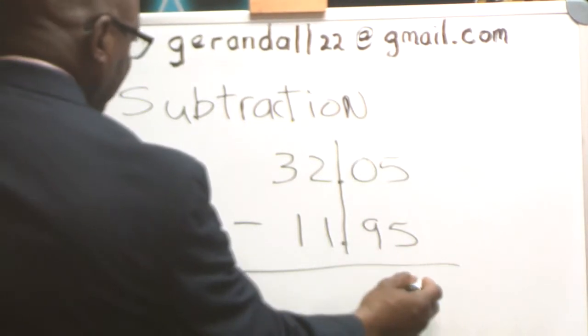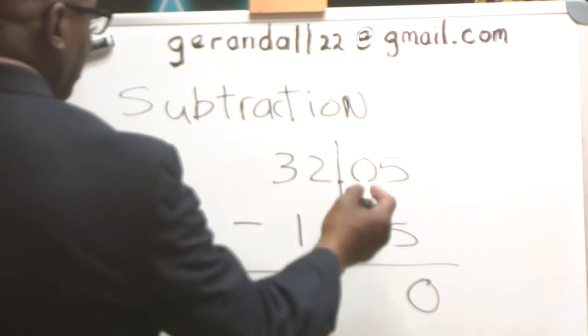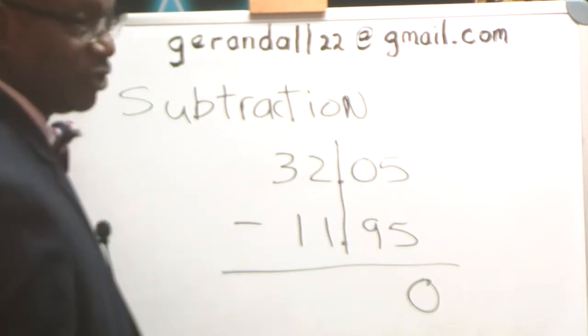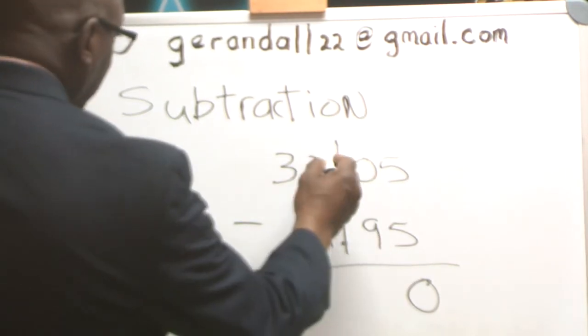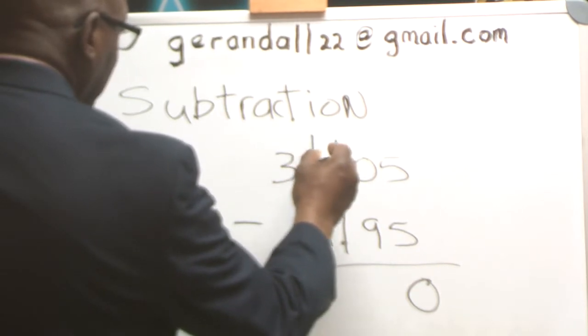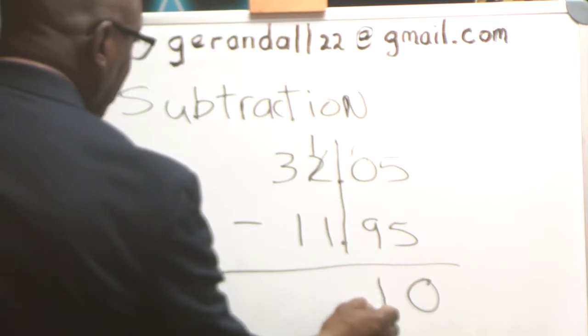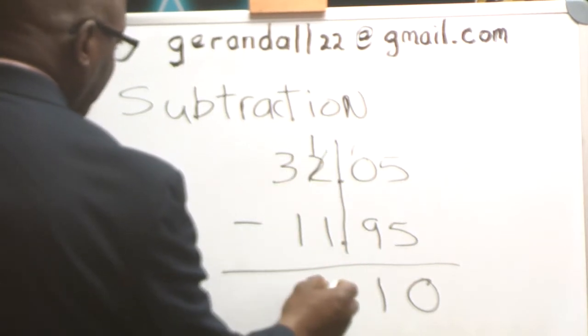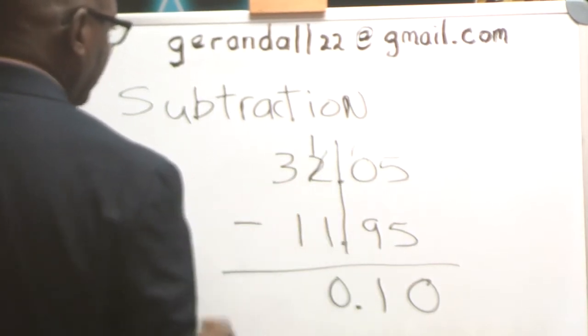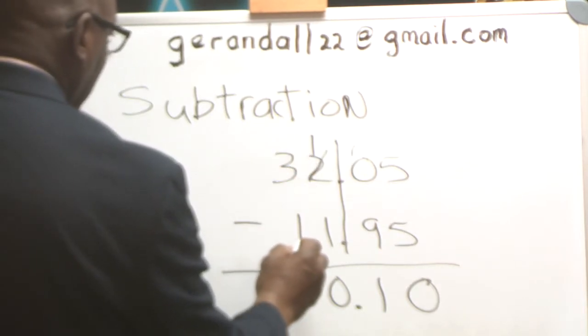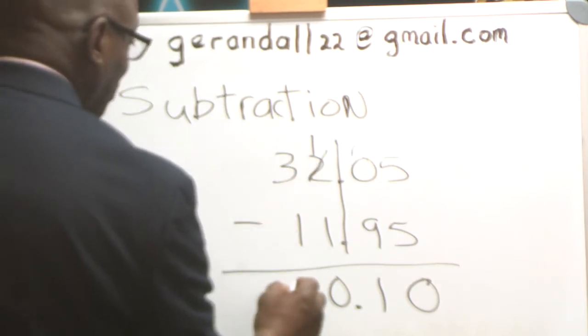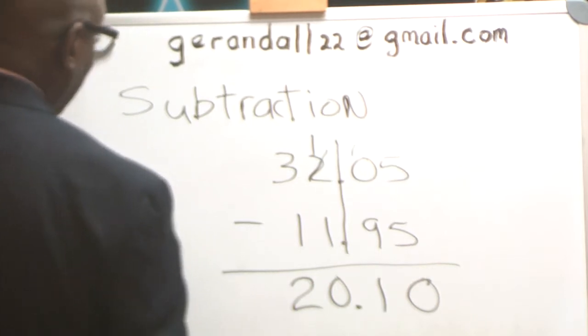5 subtract 5 is 0. 0 subtract 9 you can't do. However, you borrow just like normal, and that becomes 10. 10 minus 9 is 1. 1 minus 1 is 0. And 3 minus 1 is 2. And we can check this.